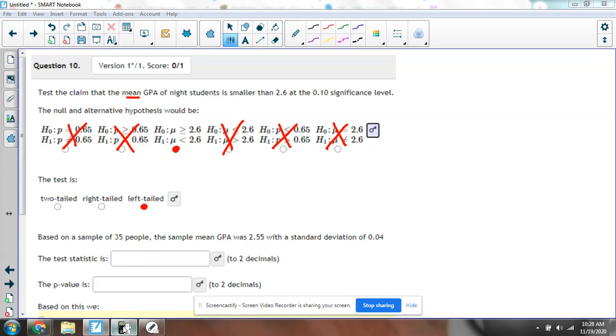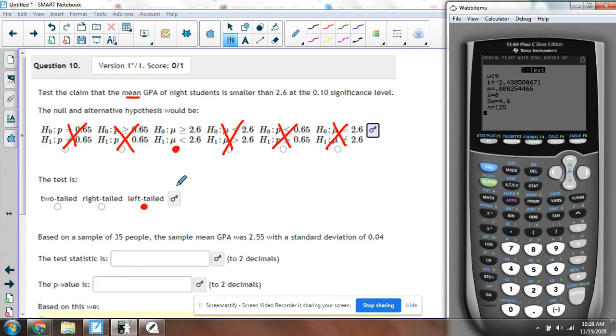And then we just plug everything into our calculator. Based on a sample of 35 people, the sample mean GPA. We don't know sigma, so this is going to be a t-test again. The null is 2.6. X bar is 2.55. Standard deviation is 0.04. Size of the sample is 35. We want to show that it is less than. Calculate.